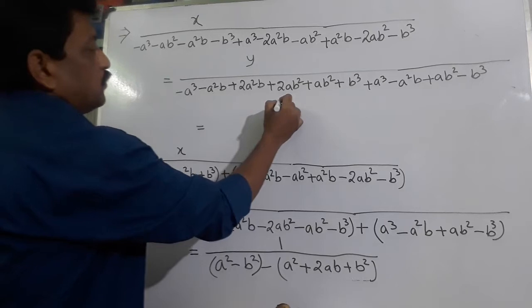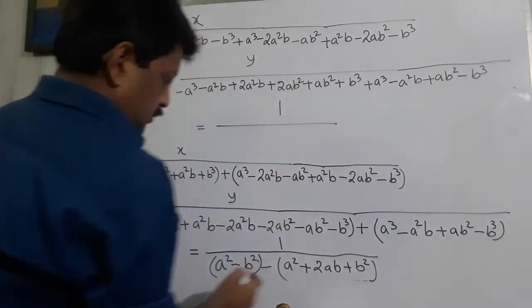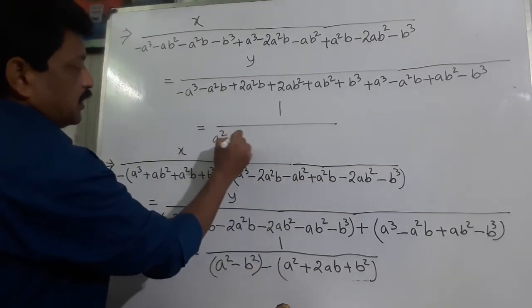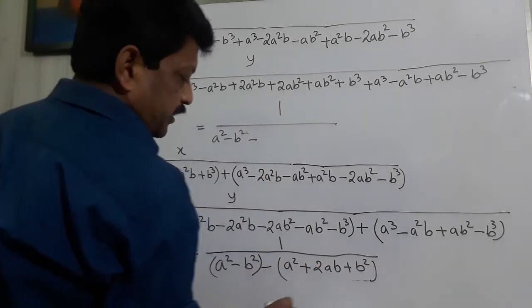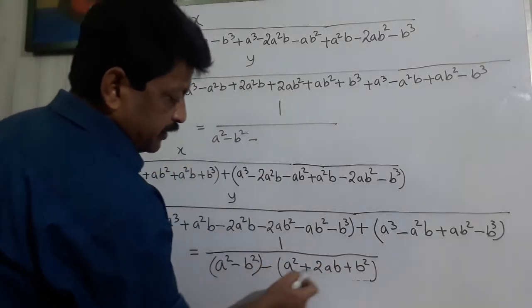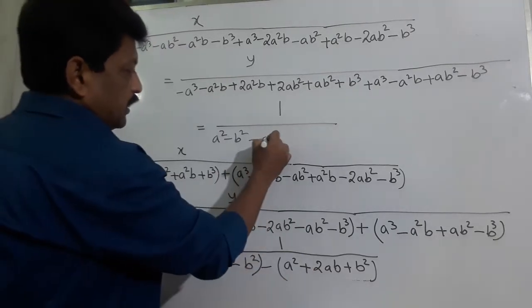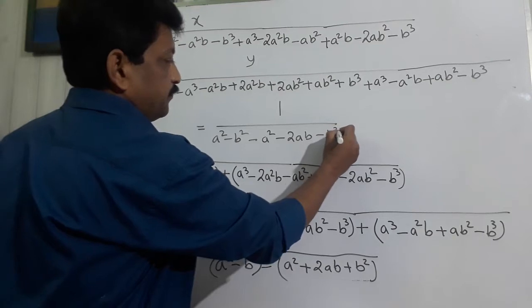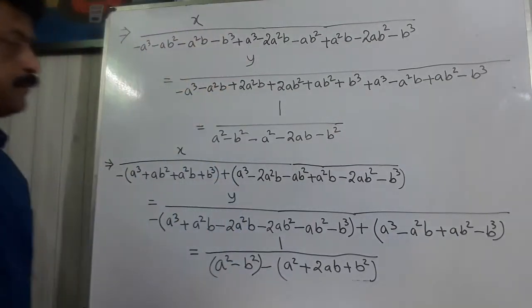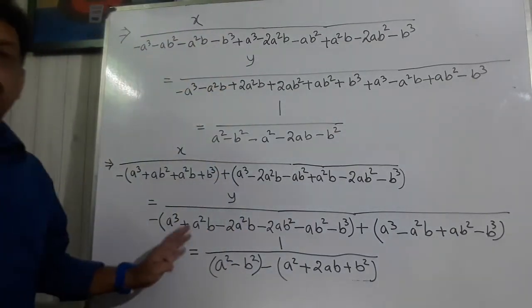Equals to 1 upon a square minus b square minus, again I have to open the bracket, so all these terms will become negative because minus sign is outside, so a square minus 2ab minus b square. Just quickly go through it.